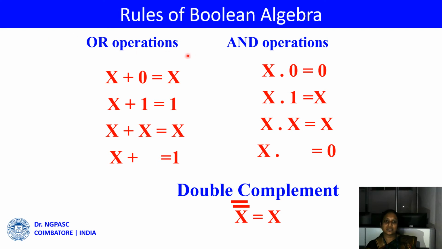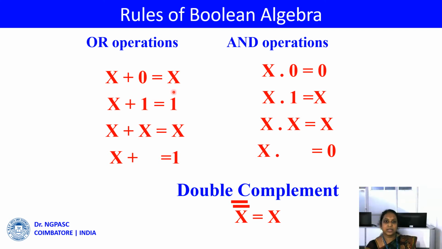Next is rules of Boolean algebra, OR operations and AND operations. When you have x plus 0 is equal to x, x plus 1 is equal to 1, x plus x is equal to x, x plus x complement is equal to 1. And operations is x dot 0 is equal to 0, x dot 1 is equal to x, x dot x is equal to x. And here also double complement of x will give you only x.